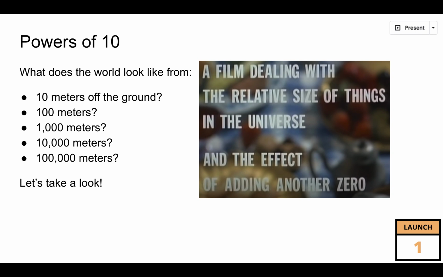And in this video, we're going to see what the world looks like from 10 meters off the ground, 100 meters, 1,000 meters, 10,000, and 100,000. So each time it's zooming out 10 times more.